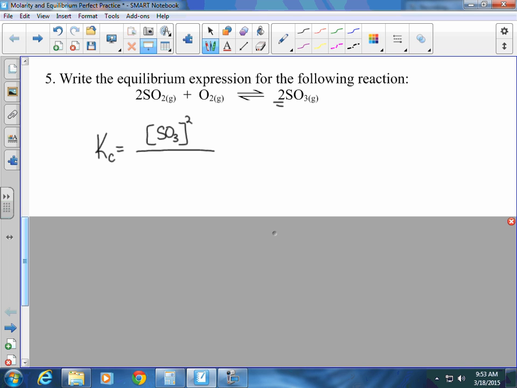Then on the bottom, I have reactants. So I have sulfur dioxide. The sulfur dioxide has the number 2 out in front, so I need to square the concentration of sulfur dioxide. And then my second substance is O2. So it's the concentration of O2, and it's just raised to the first power, so no need to put a number in there. Writing these expressions should be very quick and very straightforward. There's no special math that we have to do to actually create the expression.